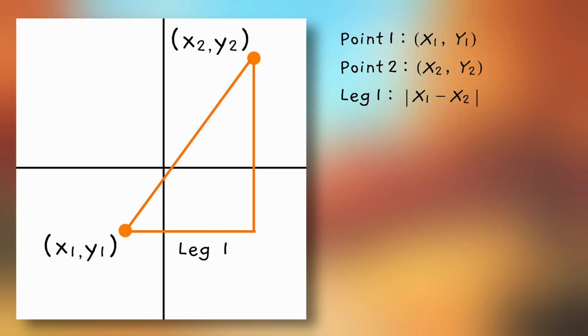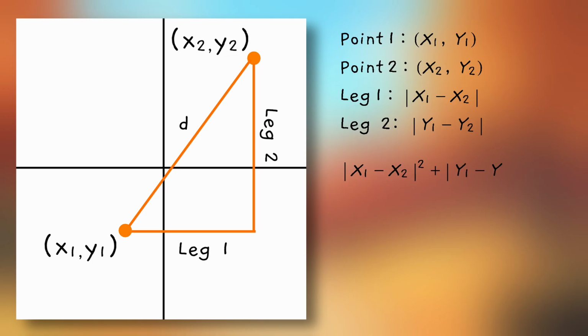We don't know what they are. We don't know which one is larger than the other. So the other leg of the triangle, which we will call leg 2, has length absolute value of y1 minus y2. So now, to find the length of d, we use the Pythagorean theorem, which says take the length of the first leg, absolute value of x1 minus x2 squared, plus the second leg squared, absolute value of y1 minus y2 squared, equals d squared.